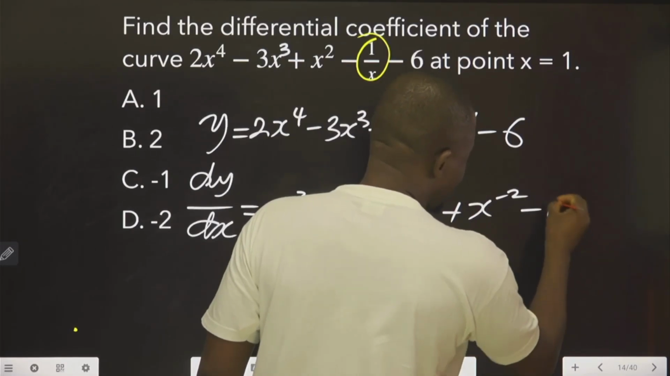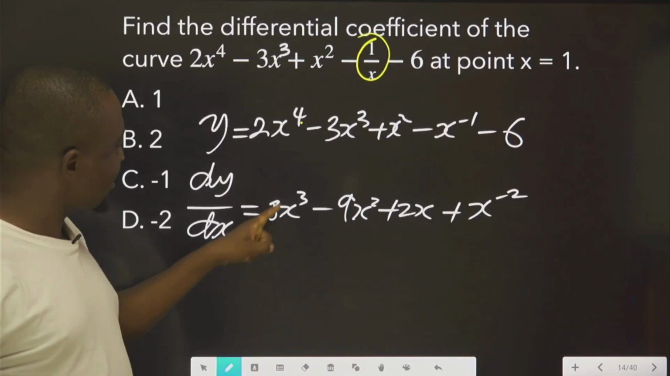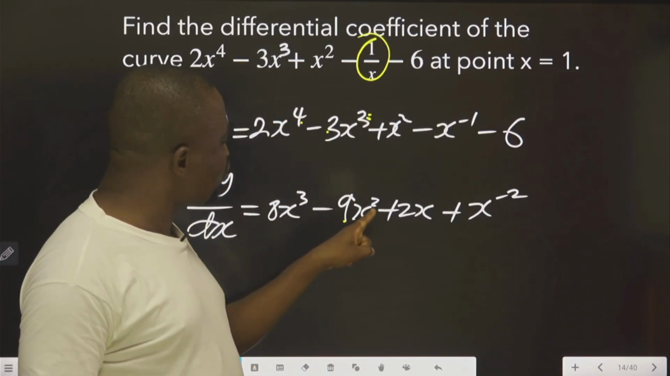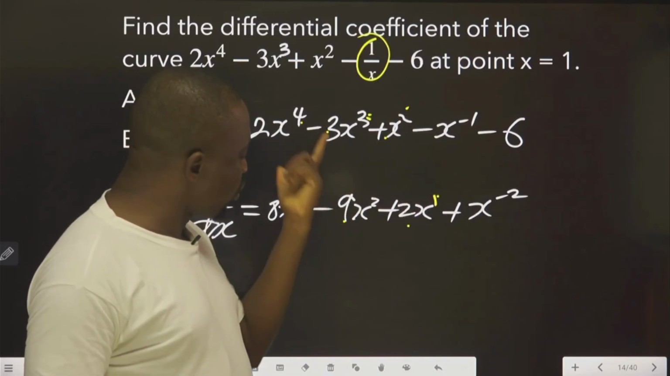This is 0. Now let me explain to you. This one, this multiplied by this is 8. Remove 1 from the power, you have 3. This multiplied by this is 9. Remove 1, you have 2. This multiplied by 1 here is 2. Remove 1, you have 1. No need to put the 1, okay?